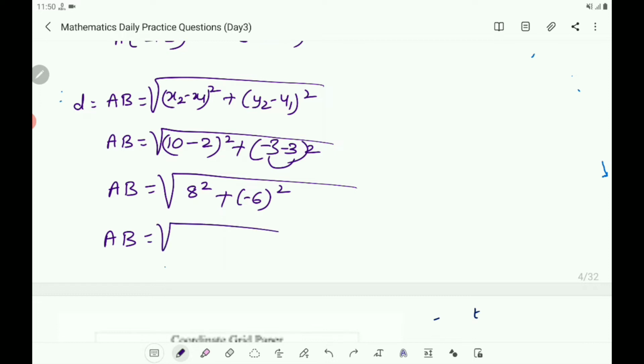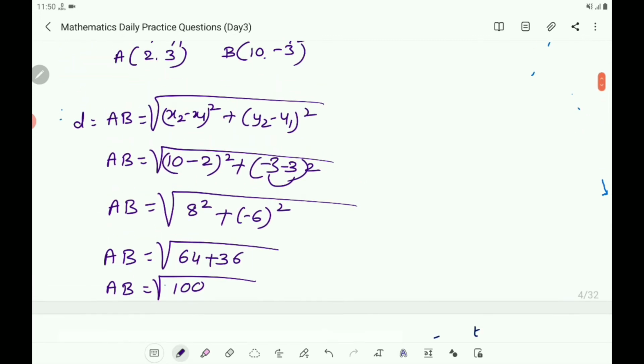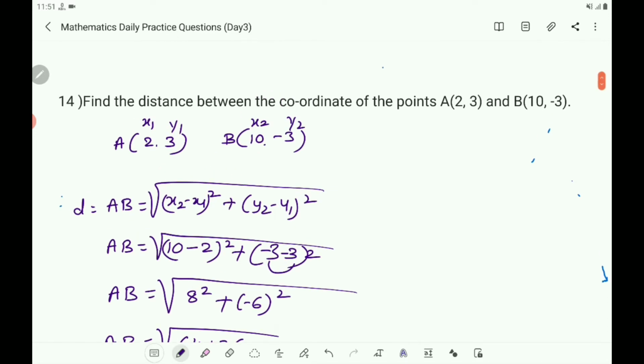Then AB equals 8 square. 8 square is 8 into 8, that is 64. And minus 6 whole square, 6 square is 36. Then it is plus 36. So you will get AB equals whole root. What is the sum of 64 and 36? You know that the sum of 64 and 36 is equal to 100. Then you write AB equals square root of 100 is 10, that is 10 units. Then the distance between the points with the coordinates A 2, 3 and B 10, minus 3 is 10 units.